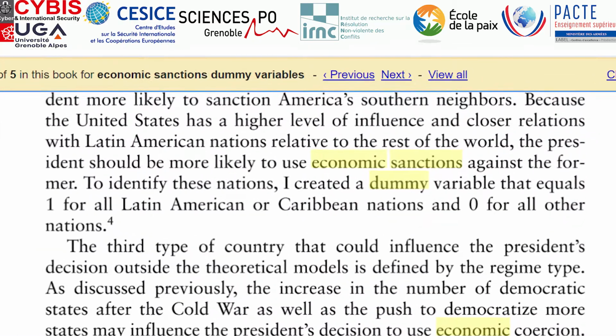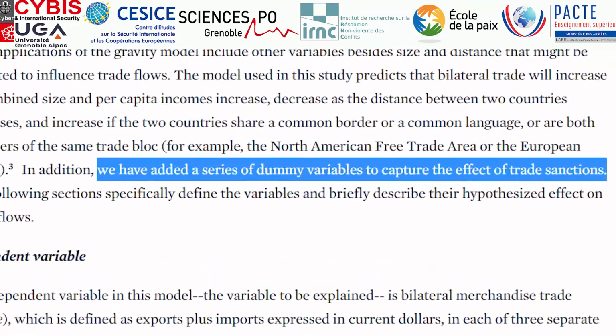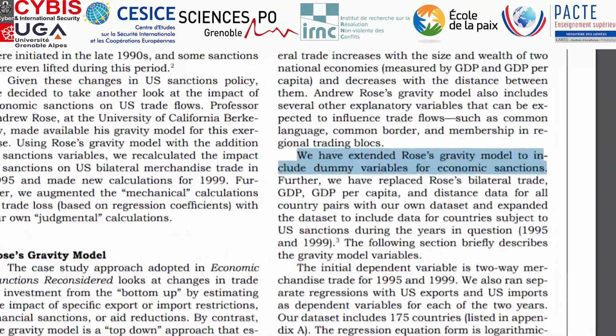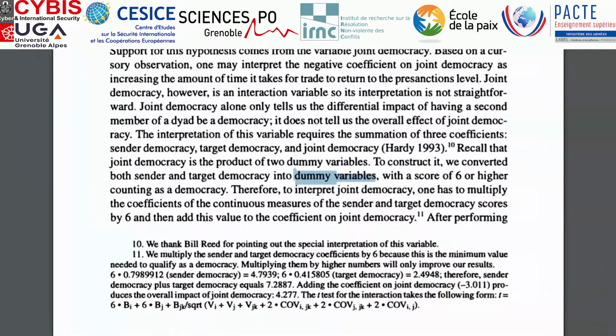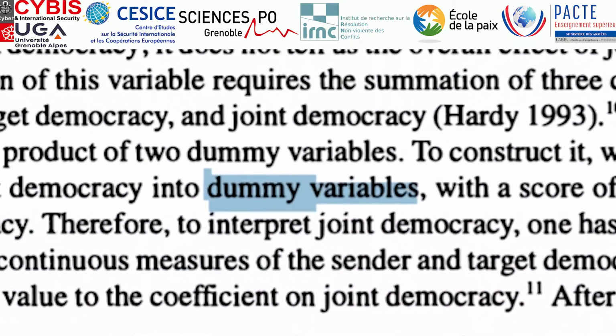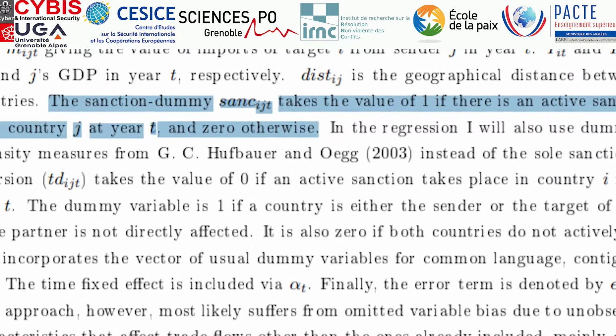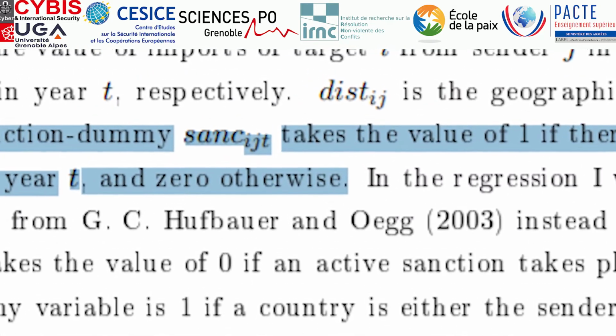So, knowing that economic sanctions are a very complex thing, a good question is how to measure them. The first tool used to study economic sanctions is a dummy variable. Basically you create a variable which has the value of 0 if there is no sanction and of 1 if there is a sanction.